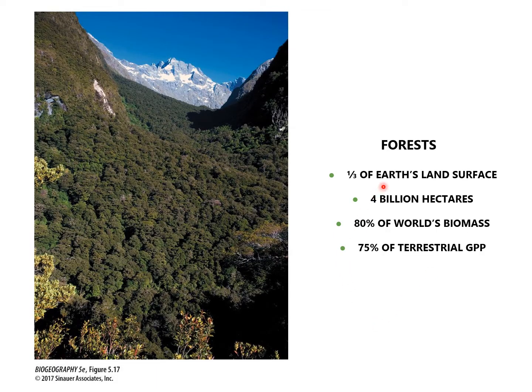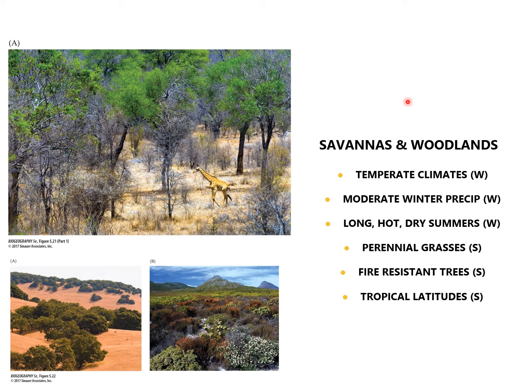Forests are a pretty dominant biome on the surface of the earth. One third of Earth's land surface, 4 billion hectares, 80% of the world's biomass, which is kind of crazy to think about, and 75% of terrestrial gross primary production. If you're familiar with what primary production is, it's a measure of plant biomass. So the statistics on forest, a pretty dominant type. Savannas and woodlands have different stuff going on, not necessarily as widespread as forests.